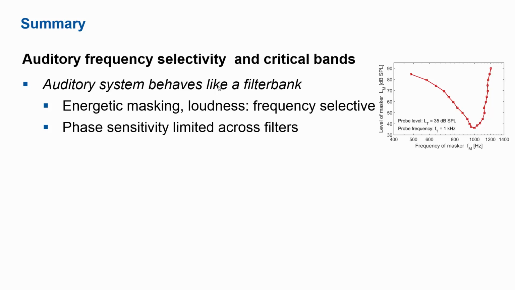Linked with the critical band processing, filter banks, the auditory system has certain properties for phase processing. The sensitivity to phase changes across filters is limited, but if your components fall within the filter, then they're processed together and your phase sensitivity is fairly high.